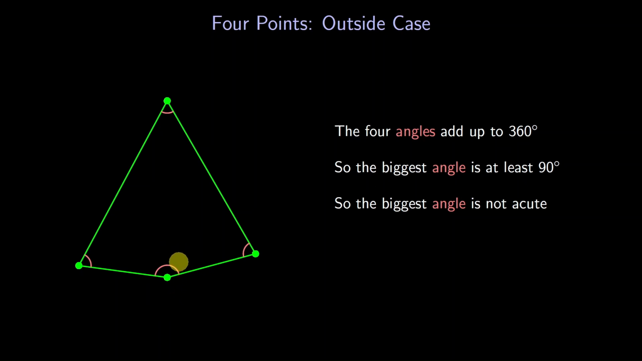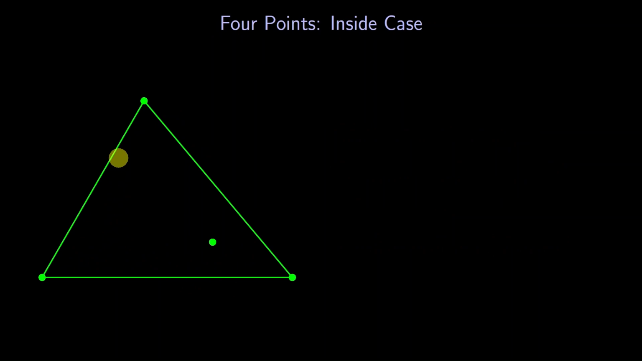What does that mean about the triangles? It means at least one of the triangles is not acute. In the picture, the bottom triangle is not acute. Okay, we made progress on the outside case. Let's switch to the second case.